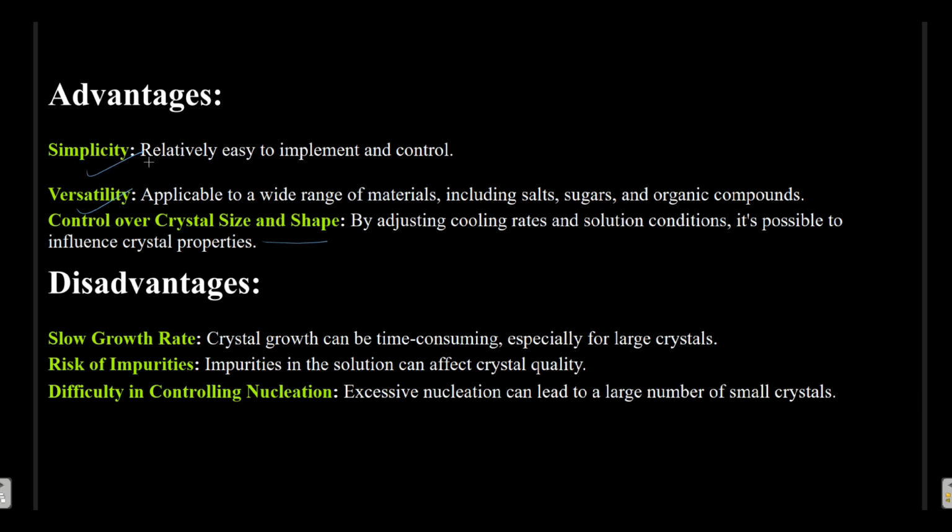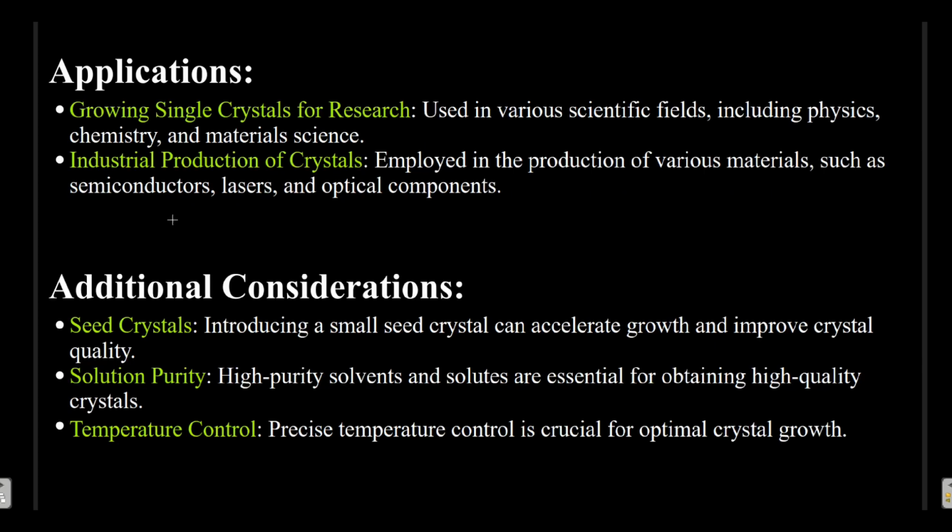These are different advantages. Now, disadvantages are slow growth rate, risk of impurities, and difficulty in controlling nucleation. You can just pause the video and read this. These are very simple points. You can easily understand it. Now, similarly, there are certain applications of this method. They are growing single crystals for research. This method is very useful for growing single crystals for research in physics, chemistry, material science, etc. Similarly, industrial production of crystals: when crystals should be produced in industry, this is a very useful method.